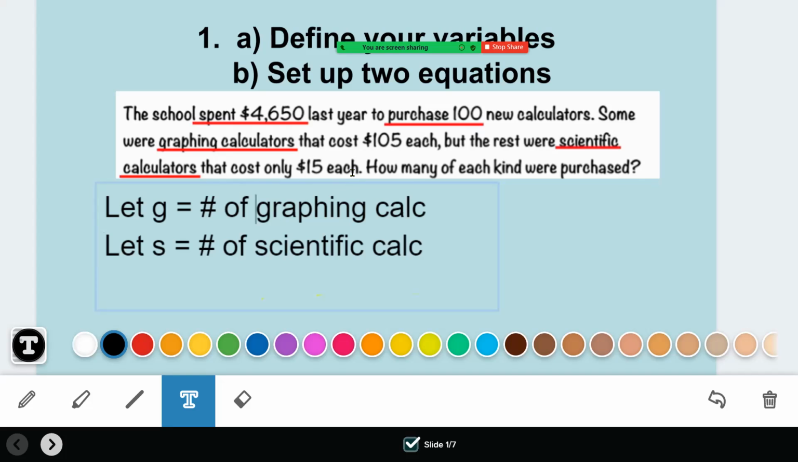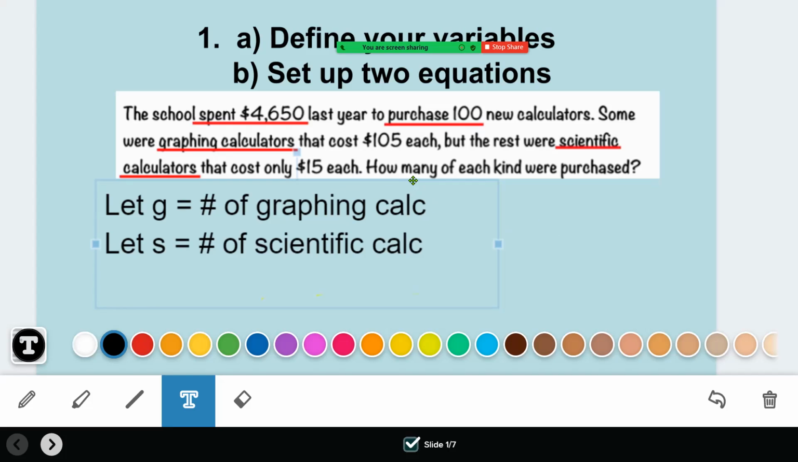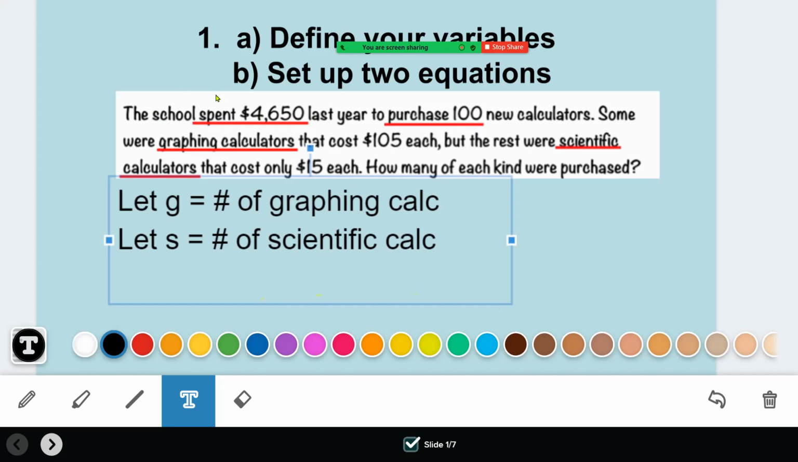And then I need to write two equations. One equation is going to deal with the total amount of money we spent, and one's going to deal with the total number of calculators we bought. So let's say I deal with the ones where I have 100 calculators. I'm going to have something equal 100. And the equation is going to be G for the number of graphing calculators plus S, which is the number of scientific calculators, has to equal 100.